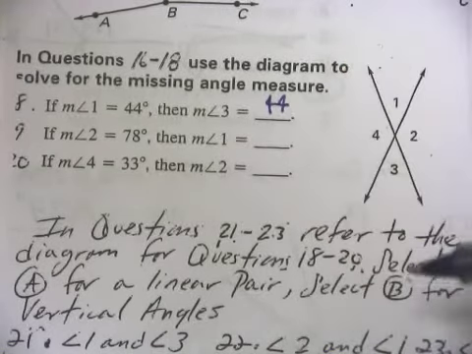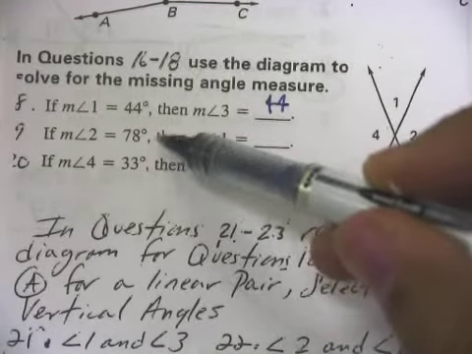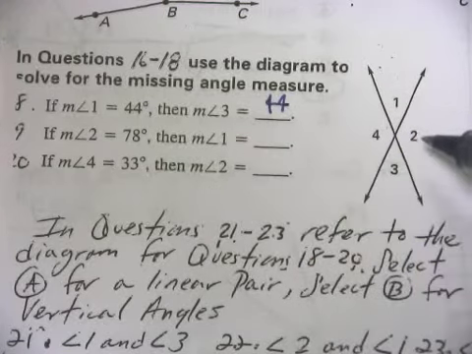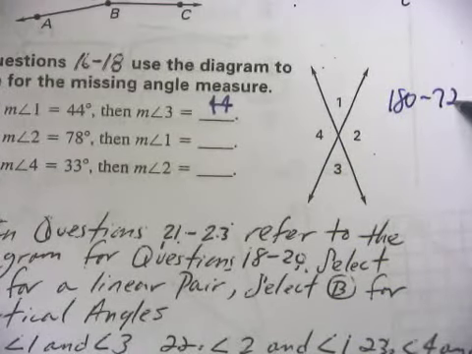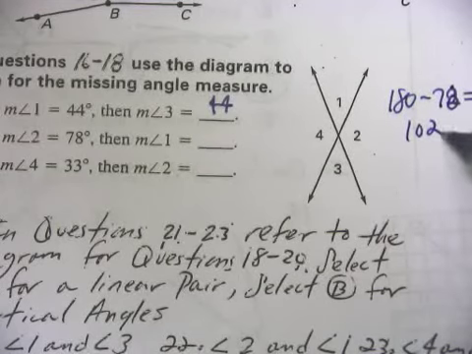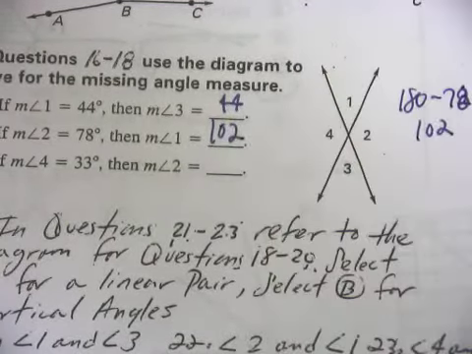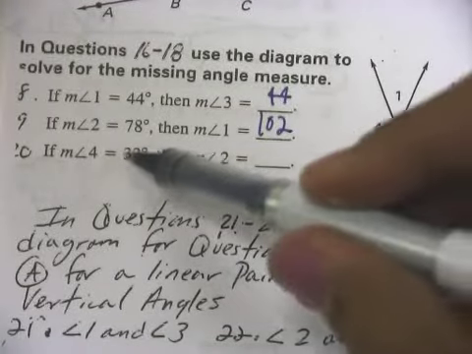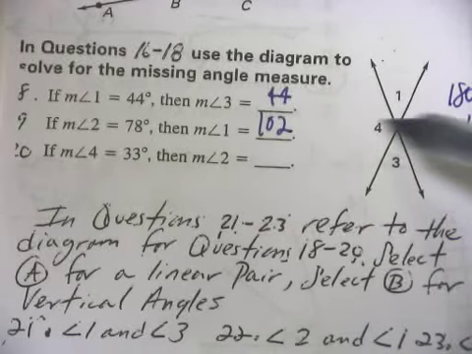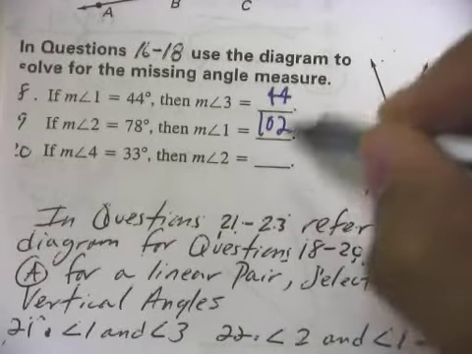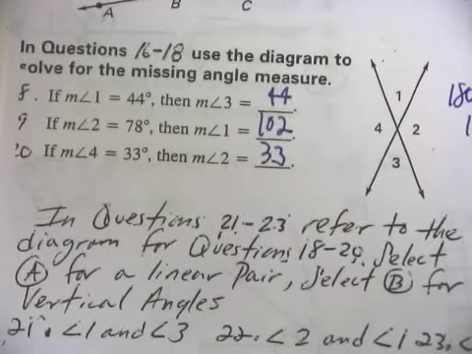For questions 18, 19, and 20, they told us to fill in the missing diagram here. Well, if angle 1 is 44 degrees, they wanted to know what angle 3 is. Well, if you notice, these are vertical angles, and vertical angles are congruent. So this is also 44 degrees. If angle 2 is 78 degrees, then angle 1 is, well, if this is 78 degrees, notice that these two are a linear pair. So it would be 180 minus 78 degrees, which is equal to 102. So this is 102 degrees.